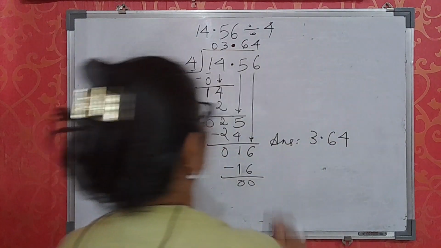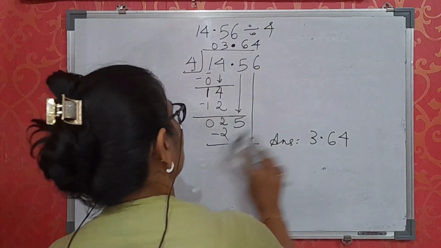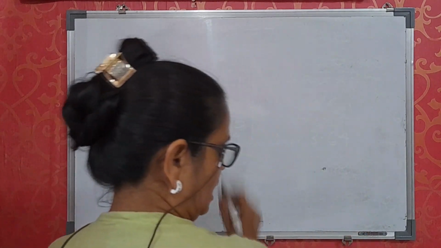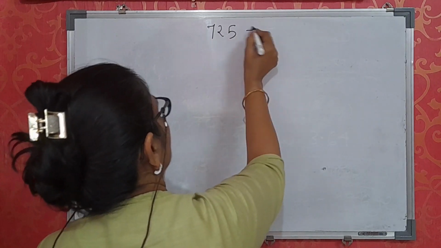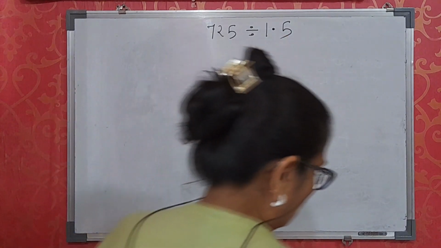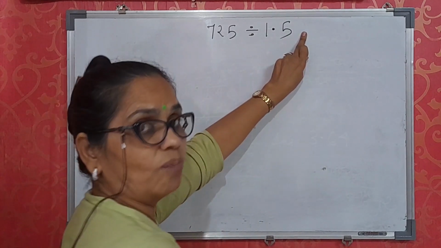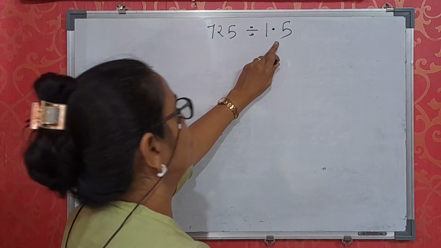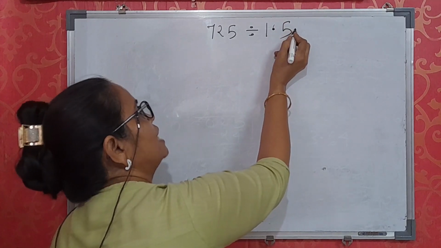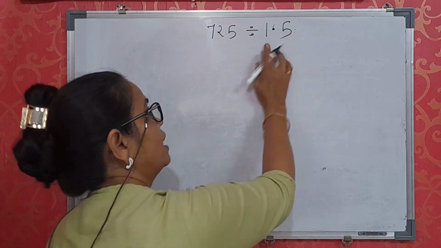Right? Now if your divisor is a whole number, you can do the division sum like this. But when your divisor is also a decimal number, then how will you solve it? Simple. Suppose your question is 725 divided by 1.5. So what will you do? You have to remove the decimal point from the divisor. How will you remove it? Simple. Shift this decimal point to the right hand side of this 5, so that it will become a whole number.